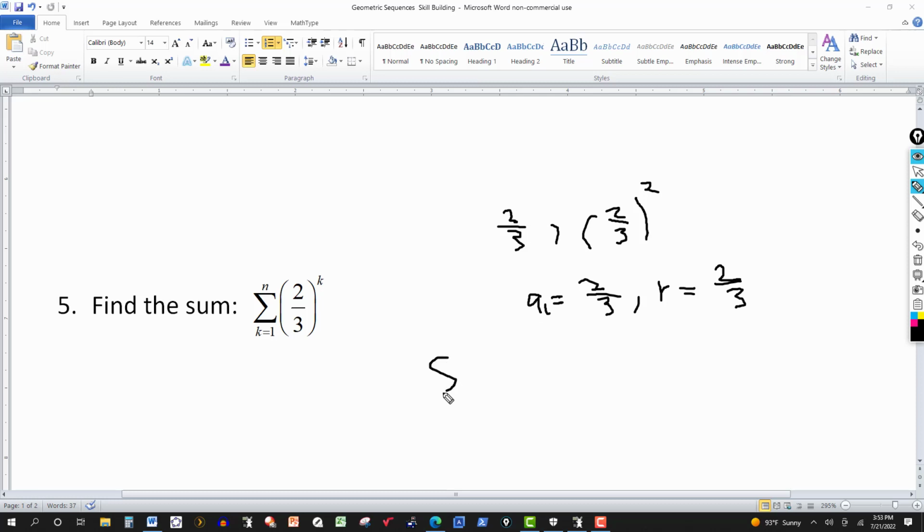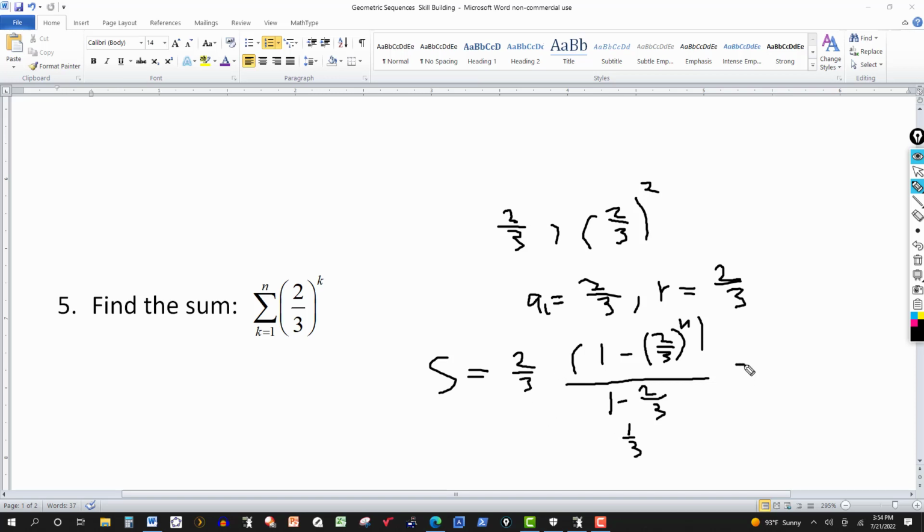So the sum is equal to, going to the formula, the first term, that's 2/3, times 1 minus 2/3 to the n. This is going from k equal 1 to n, so this is to the n, and that's over 1 minus 2/3. 1 minus the common ratio, 2/3 is the common ratio. So 1 minus 2/3 here is just 3/3 minus 2/3, so this will give me 1/3. These can be reduced. 2/3 divided by 1/3 will give me 2.